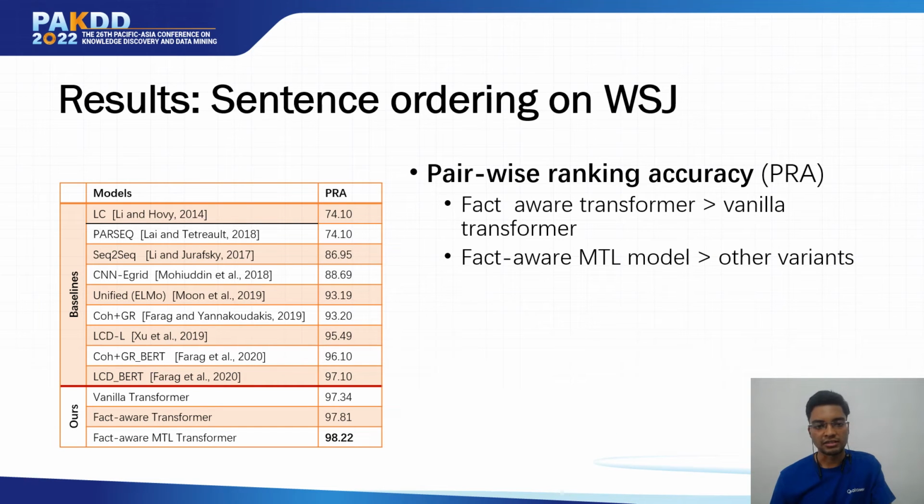Moving on to the results. This table shows results on the sentence ordering task on the Wall Street Journal dataset. We report pairwise ranking accuracy. We observe that all the proposed approaches perform better than the previous approaches. Both approaches that encode facts are better than the vanilla transformer. It can be attributed to the reasoning that the transition of facts is essential for text coherence detection.